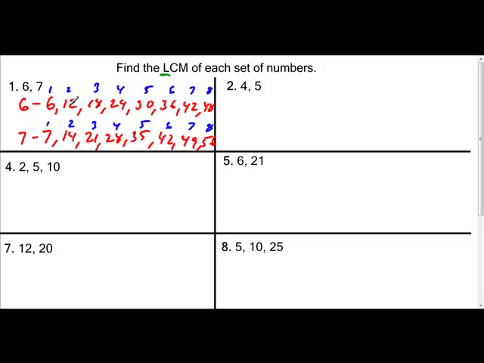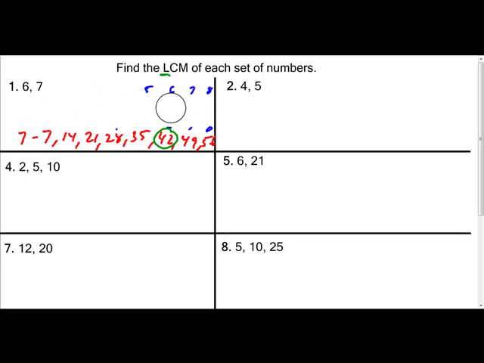Well, it's not 6 or 7, 12 or 14, 18. Let's see, 24, 28, 30, 35, 36, 42, 42. Oh, 42, look at that, 42. And 42. The lowest common multiple of 6 and 7 is 42. That's one way of doing it.